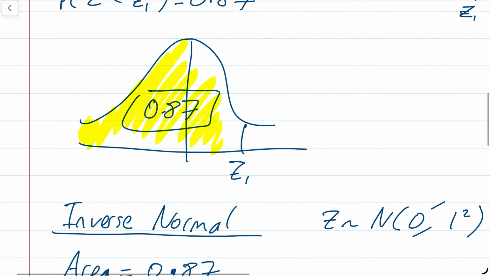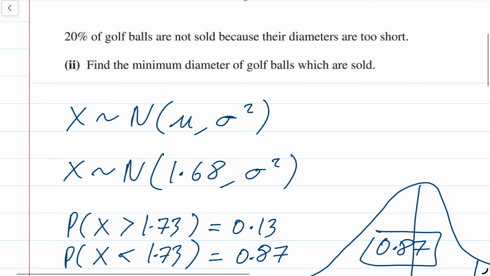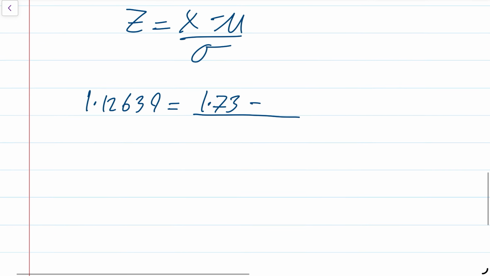I think we knew the mu, didn't we? We knew the mu. Yep, we knew our mu was 1.68, and we're trying to find our sigma.